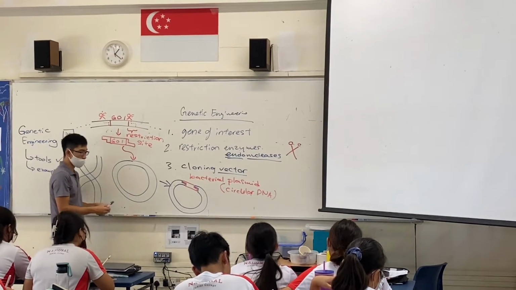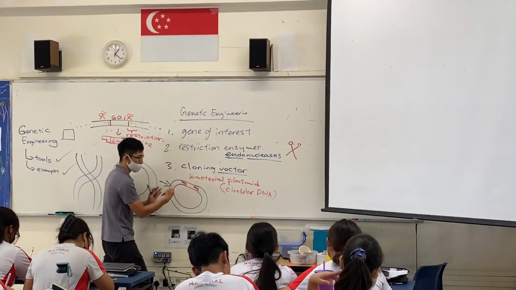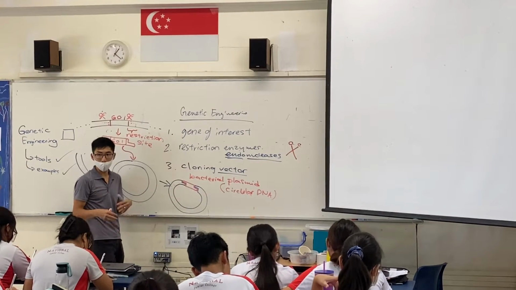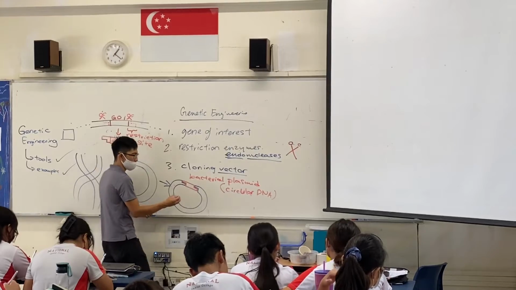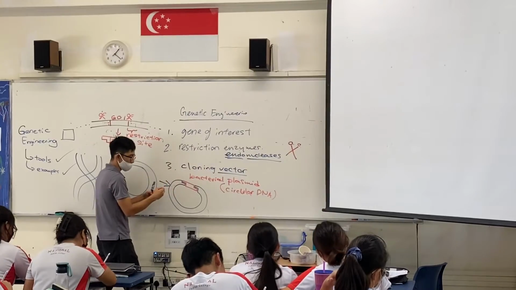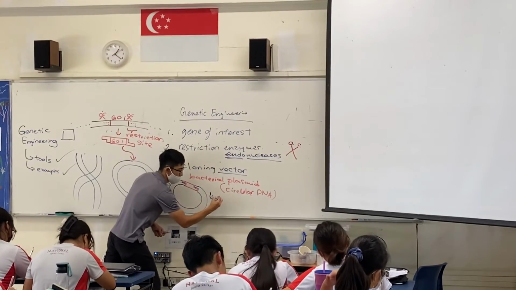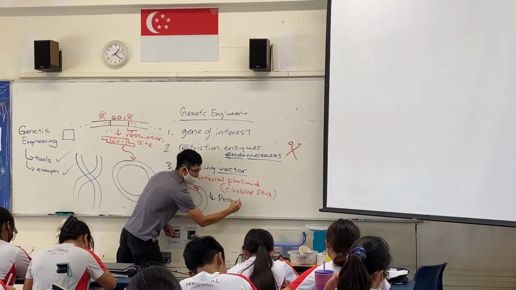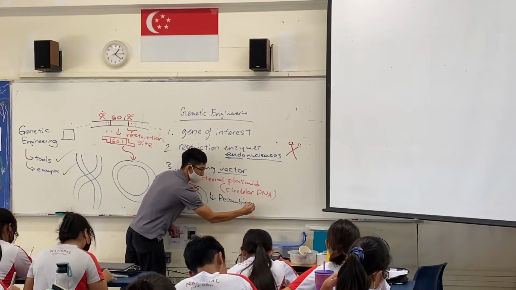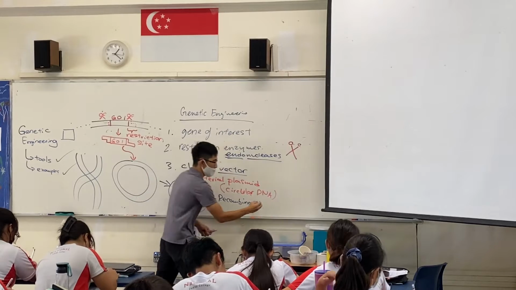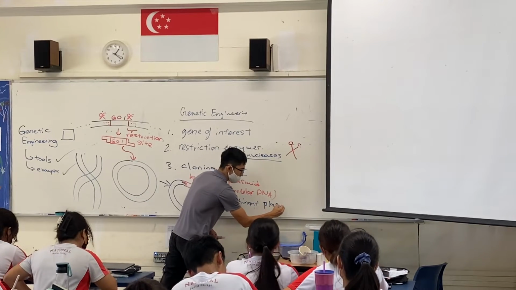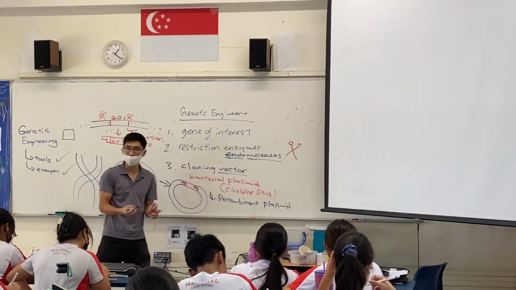There's a name for this particular recombined structure. So the next vocabulary to use, this is called a recombinant plasmid. It means that this is a plasmid that has been recombined with something else.